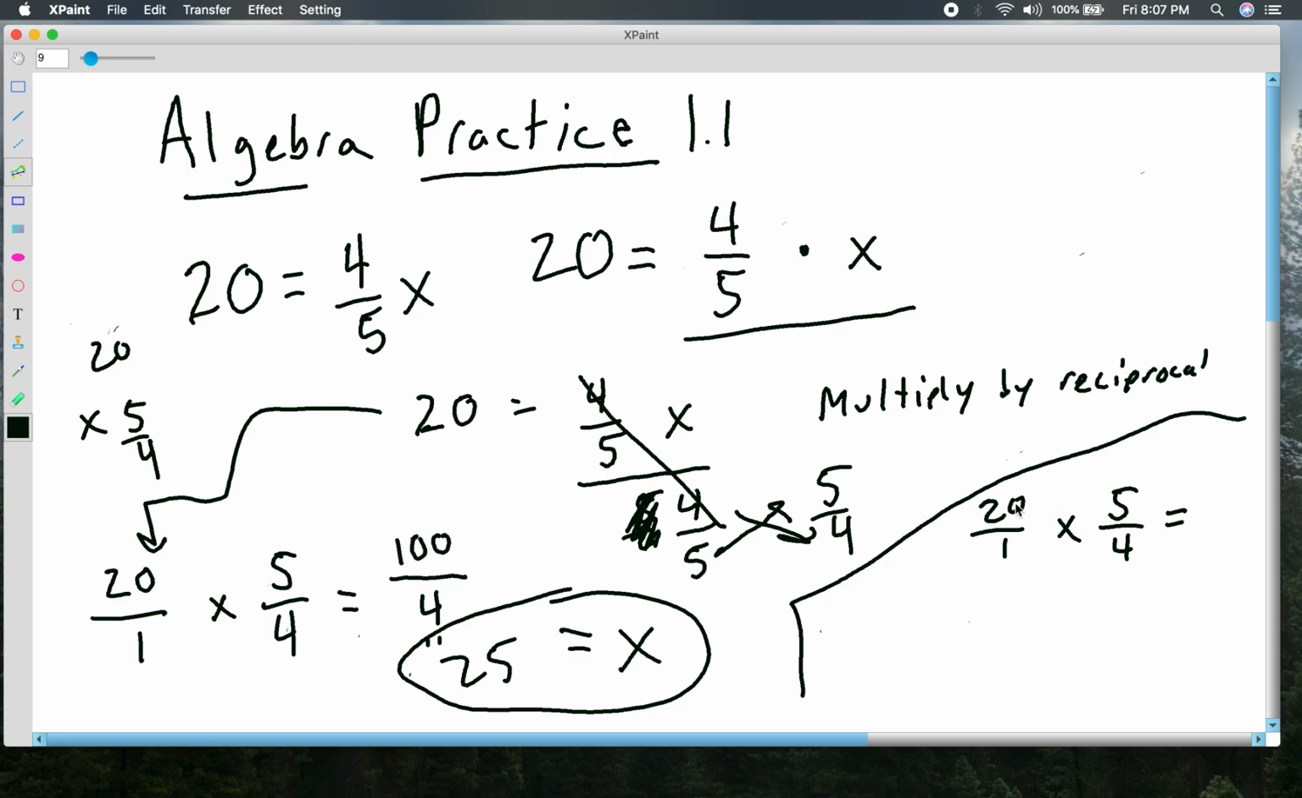So what I'm going to do here is ask, are 20 and 4 divisible by the same number? Yes, they are. 4 divided by 4 is 1. 20 divided by 4 is 5. And 5 times 5 is 25. So that canceling thing, I could have done that over here. I decided not to because I just wanted to show you the way to do it. You don't have to do this. This is just a trick that will make your life easier.